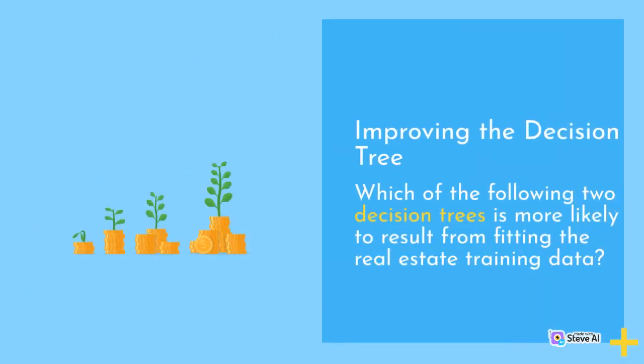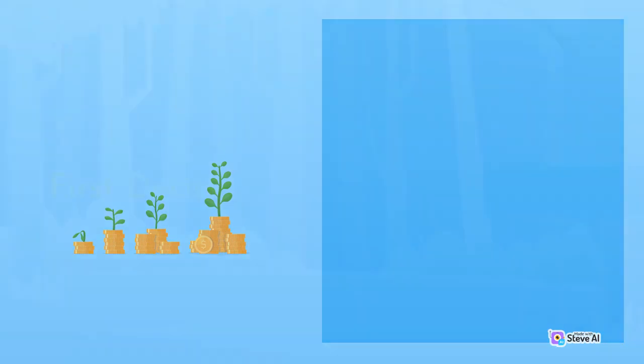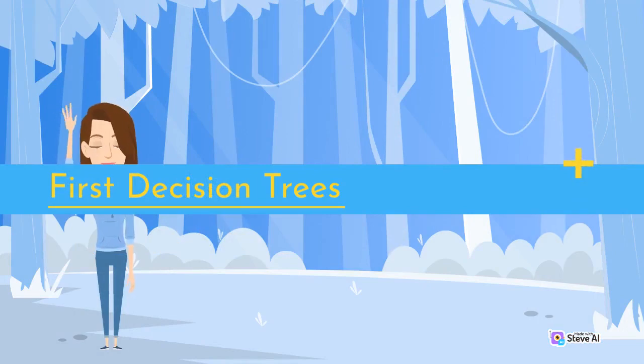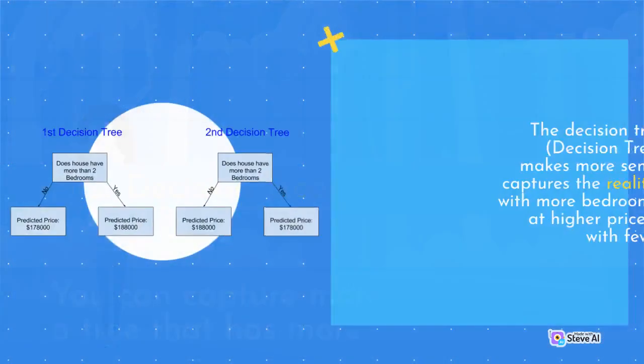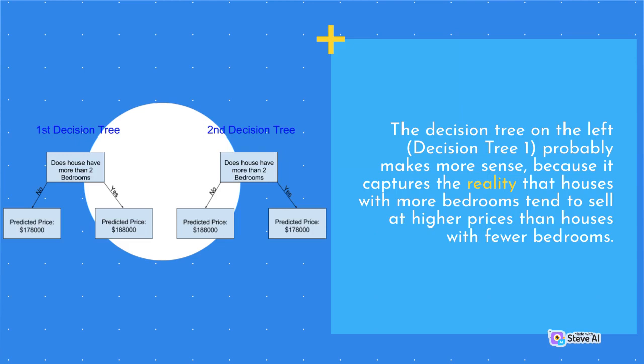Improving the decision tree. Which of the following two decision trees is more likely to result from fitting the real estate training data? The decision tree on the left, decision tree 1, probably makes more sense, because it captures the reality that houses with more bedrooms tend to sell at higher prices than houses with fewer bedrooms.